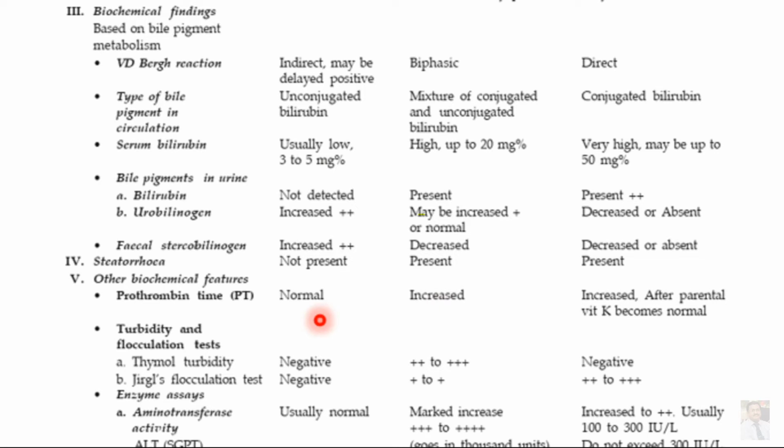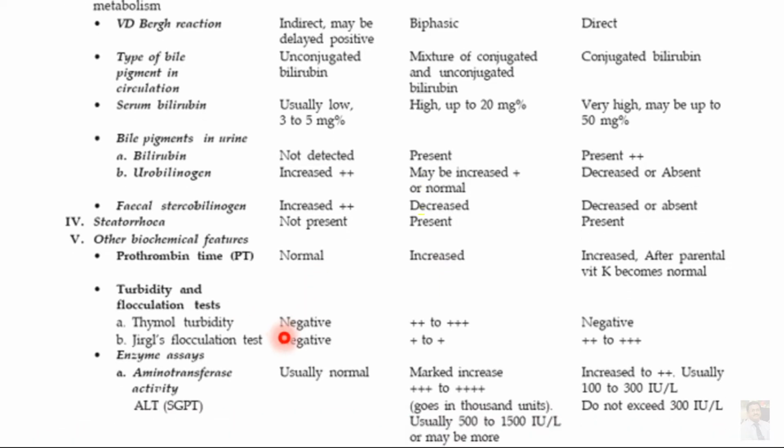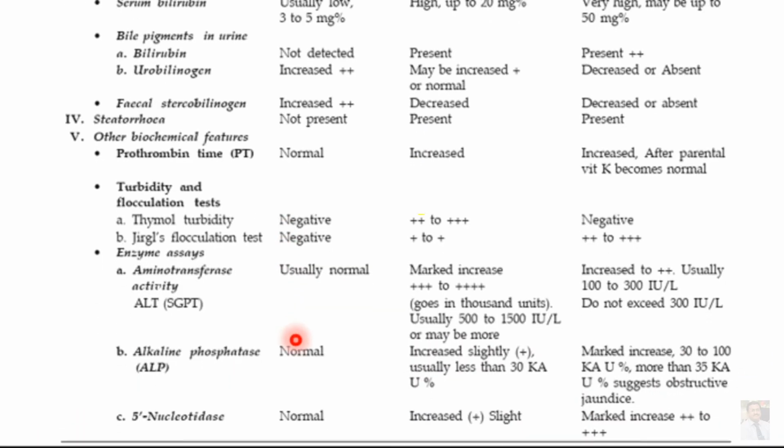Third one is the turbidity and flocculation test. Coming to the thymol turbidity test, it is negative for hemolytic jaundice, the first one. The second type is positive, so it is a major positive, that is 2 plus or 3 plus, and the third is negative. If the thymol turbidity test gives a positive result, that is hepatic parenchymatous jaundice.